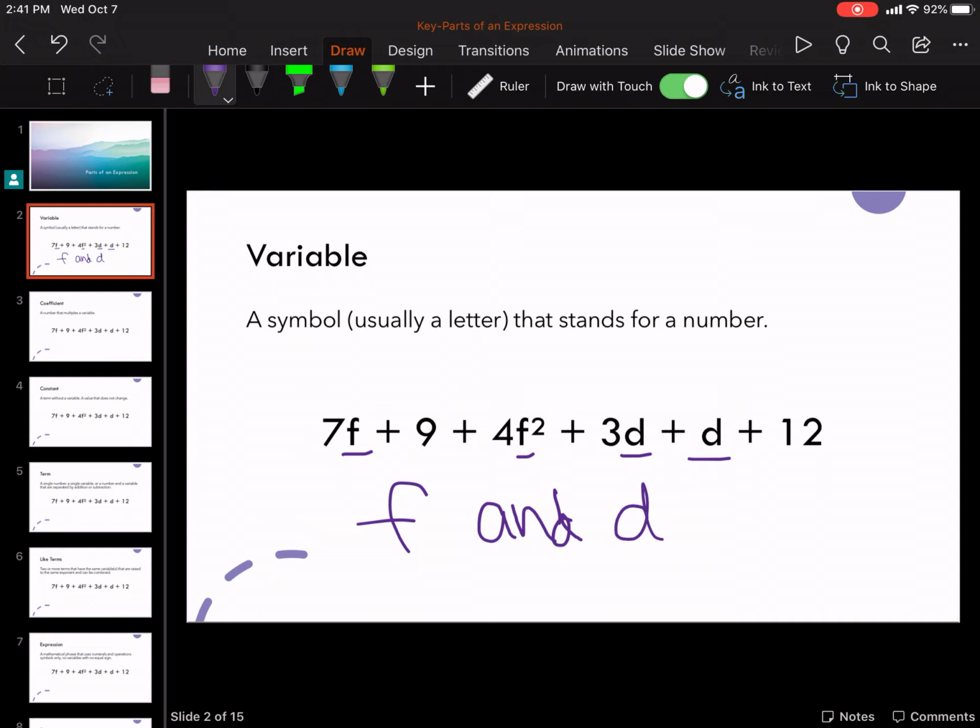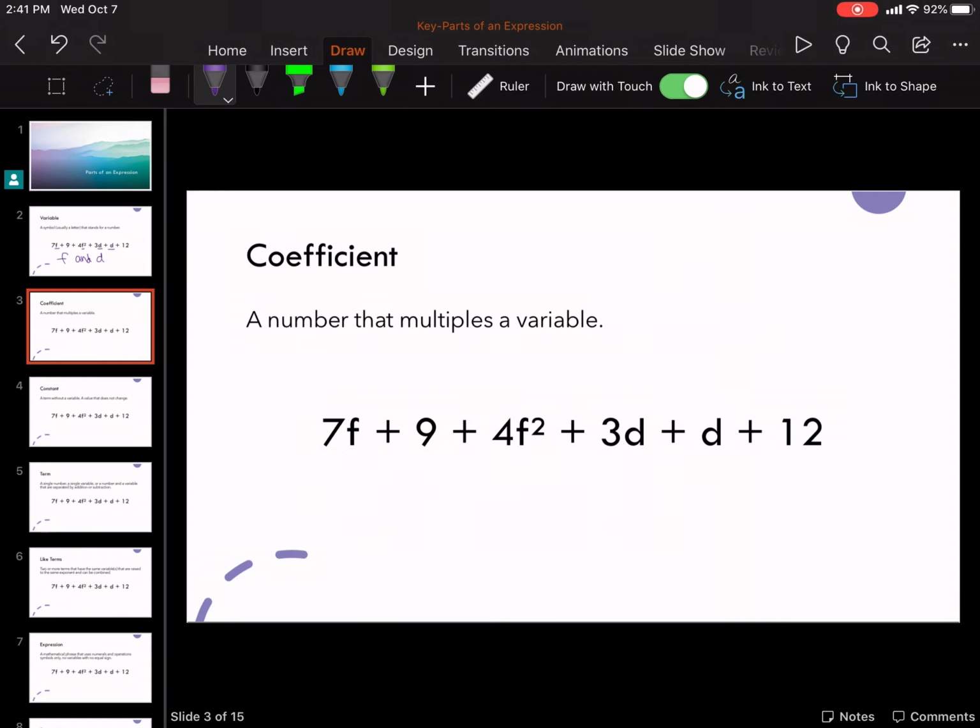So you don't need to write it multiple times because it's the same variable. The same letter represents the same number in each situation. So F will represent one number and D will be another.